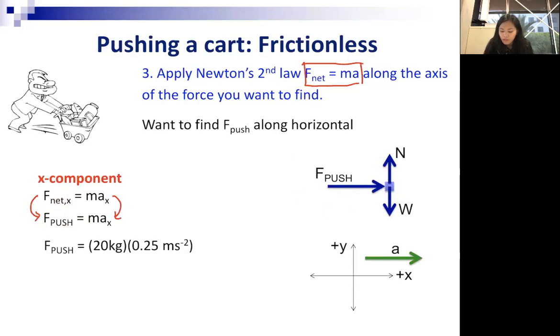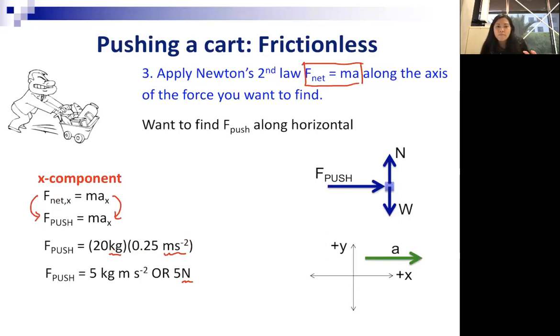Okay. Yeah, we are given the mass. The mass is given to be 20 kilograms and the acceleration was given. Therefore, you can calculate the push force. And I deliberately put the units, the mass was given in kgs and the acceleration was given in meters per second squared. So that automatically gives you a unit of newtons for the force. So just be careful with units here.